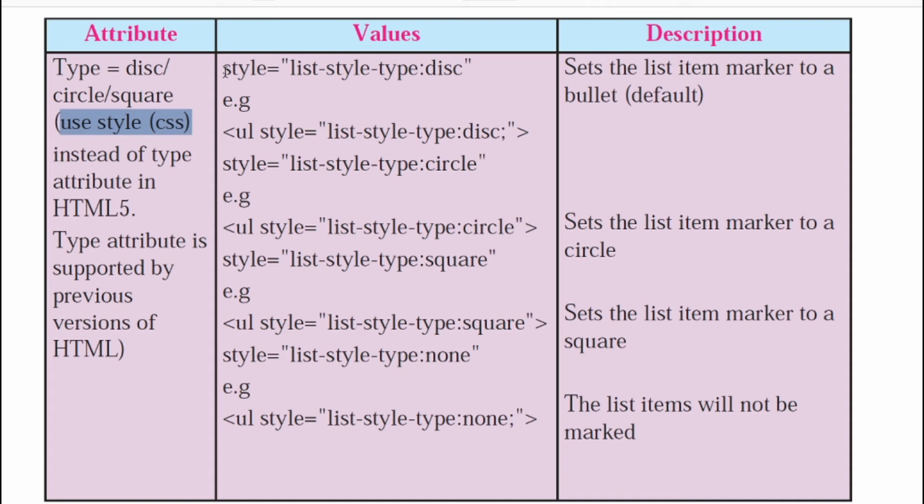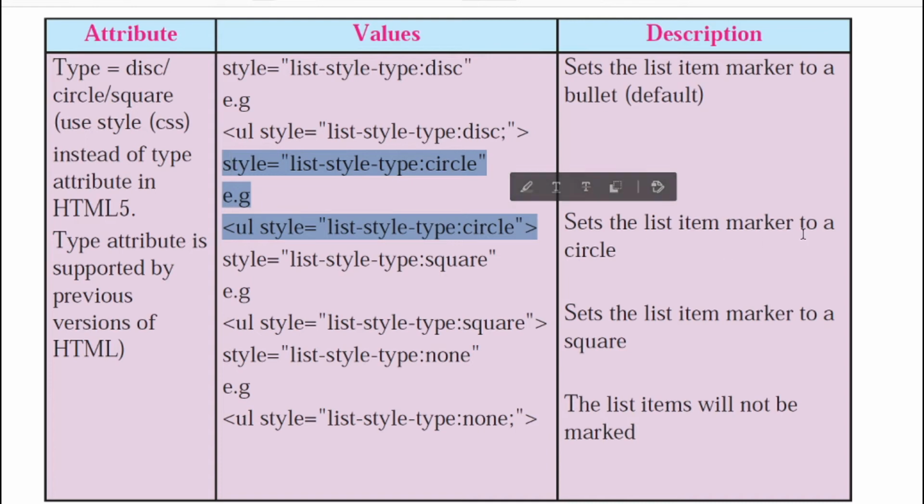So here are the values which you can put. Style is equal to list-style-type: disk. This is the syntax you will use. This will set the list item marker to a bullet by default. Similarly, you can use the syntax such as style list-style-type: circle, and this will set the list item marker to a circle. So in this way, my dear students, we can change the type of bullets which we want the list to be in.